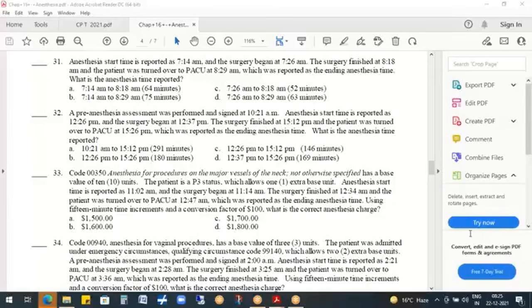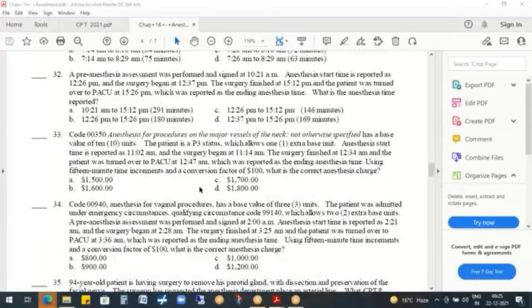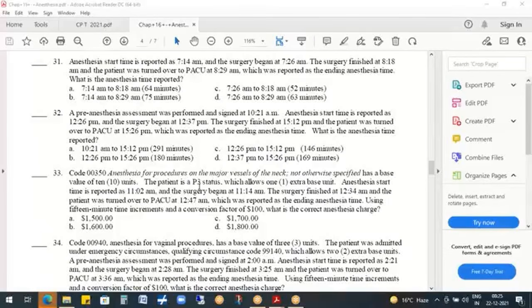Now, people, everyone understood the concept here? Yes, sir. Understood the concept, everyone? Okay. Now, the last concept. Sir, why we should not consider 10:21 a.m. for anesthesia time? See, 10:21 a.m.